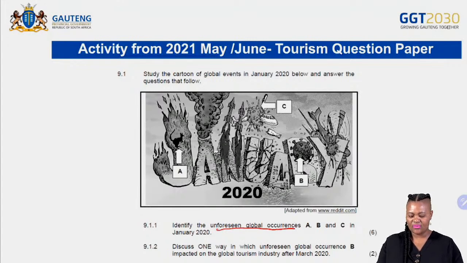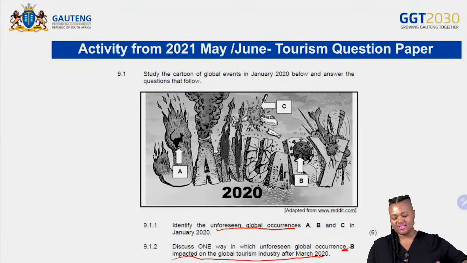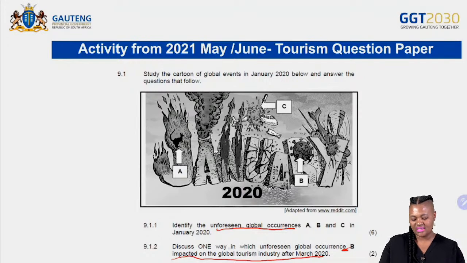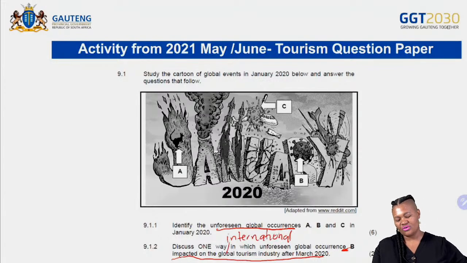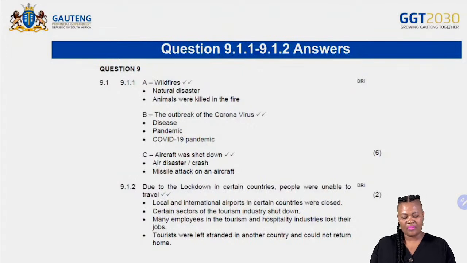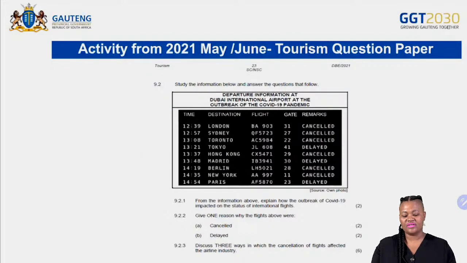And then 9.1.2, discuss one way in which unforeseen global occurrence B impacted on the global tourism industry after March 2020. So based on the slides that I've given you about unforeseen occurrences, you should be able to answer this. And remember that the global tourism industry we could synonymize as the international tourism industry, whereas in the slide we spoke about the impact of unforeseen occurrences or the impact of global events on international tourism. So global is synonymous with international tourism industry after March 2020. So you'd be able to give your discussion there of one way. Then over here are the answers for that particular question that you can use to see whether you are able to answer correctly.